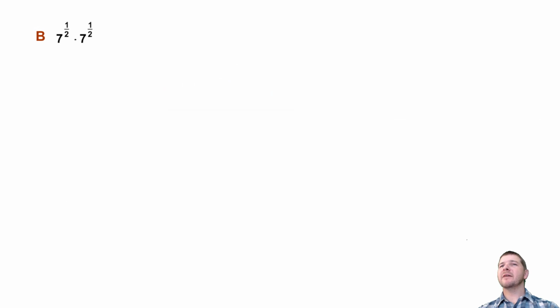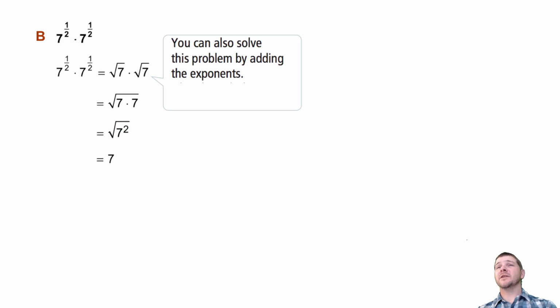Part B. How about 7 to the 1/2 times 7 to the 1/2? Well, note 7 to the 1/2 is the square root of 7, so 7 to the 1/2 times 7 to the 1/2 becomes the square root of 7 times the square root of 7, and that's the square root of 7 times 7, which is the square root of 7 squared, also known as 7. It's worth noting you can also solve this problem by adding the exponents. As seen in a previous lesson, 7 to the 1/2 times 7 to the 1/2 equals 7 to the 1/2 plus 1/2, and that's 7 to the 1st power, or 7.